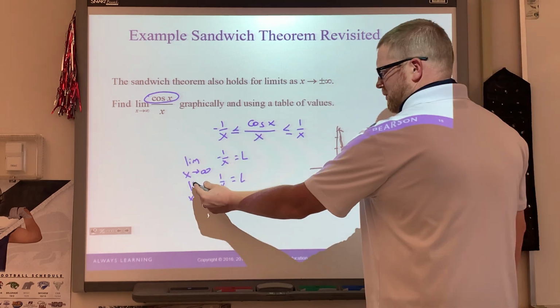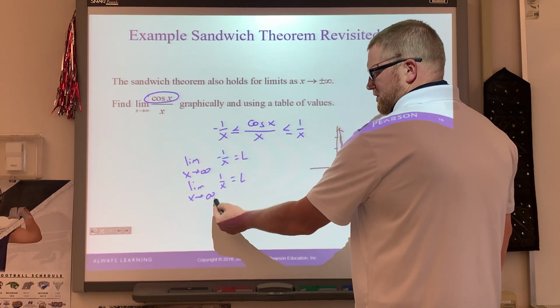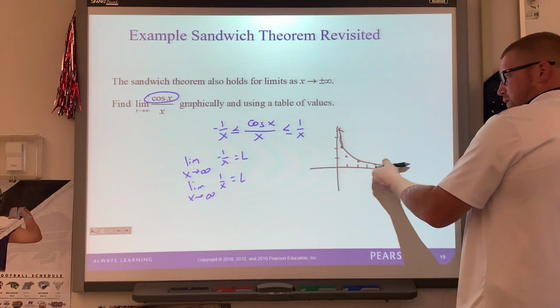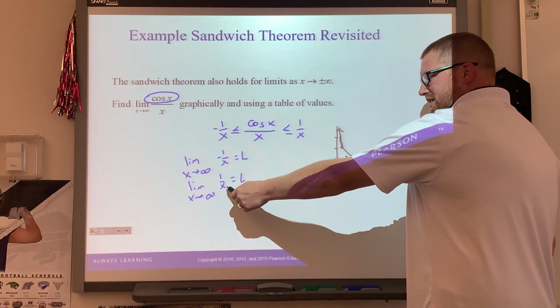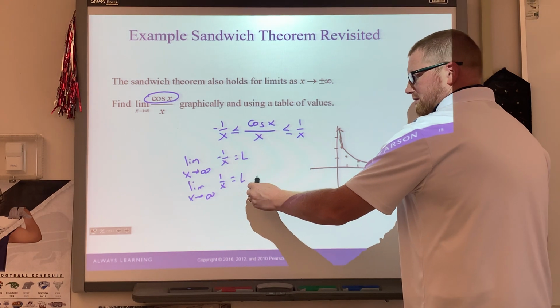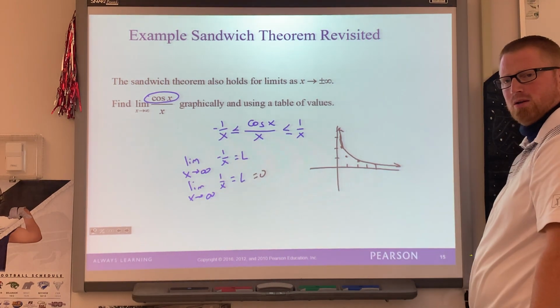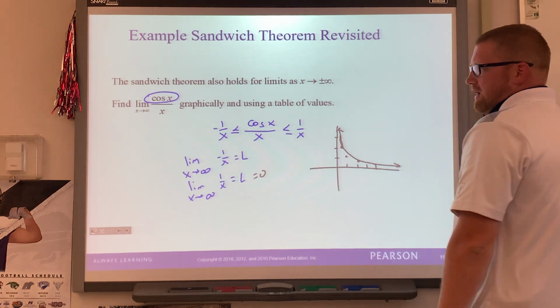And if I'm looking at the limit as x approaches infinity of 1 over x, as I go this way on it, where am I approaching? 1 divided by a really, really big number is 0, right? Approaches 0 anyways.